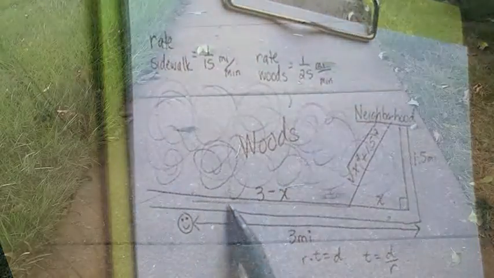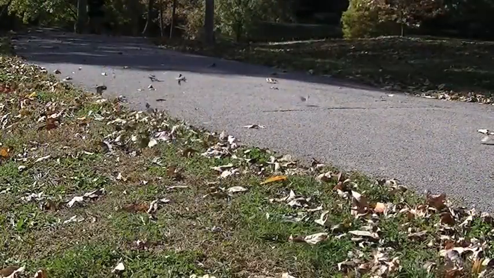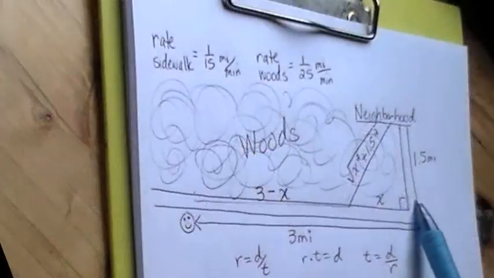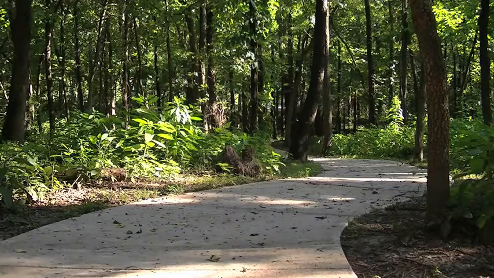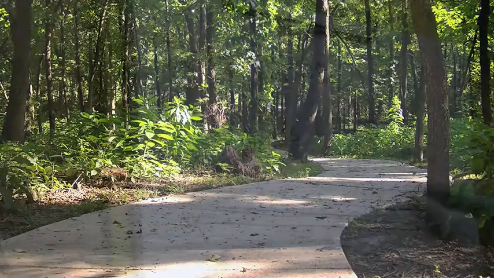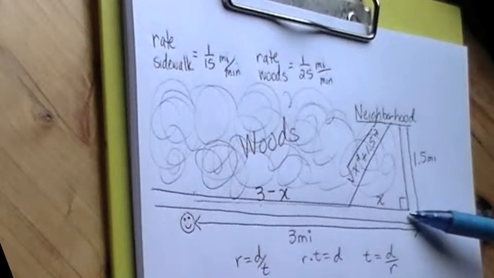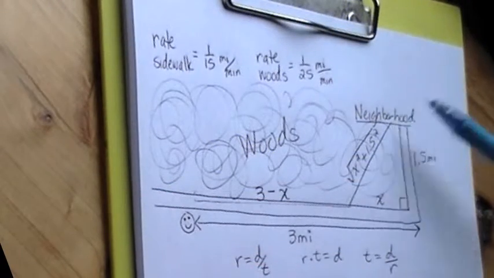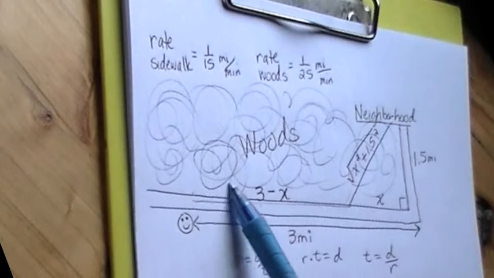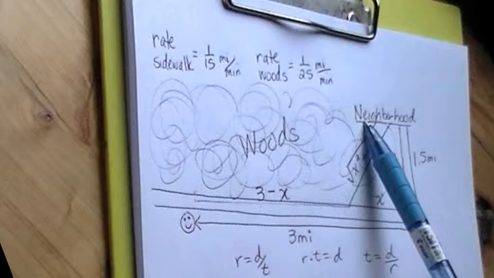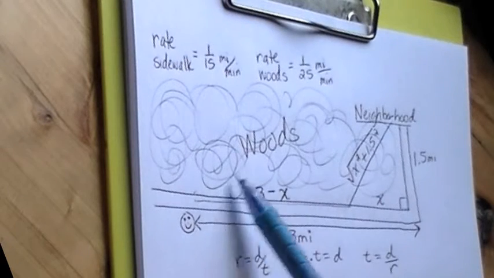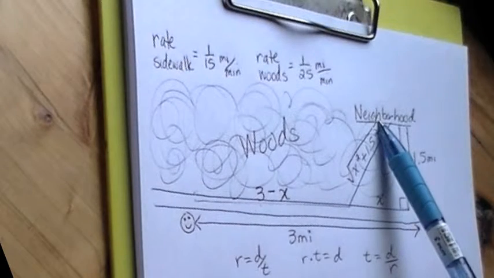I could go all along the sidewalk, so the longest distance, but on the sidewalk, I'm able to walk 15-minute miles. There's woods that are 1.5 miles wide that separate the sidewalk from the neighborhood. So if I went the shortest distance, I would have to walk all the way through the woods, and I can only walk 25-minute miles through the woods.